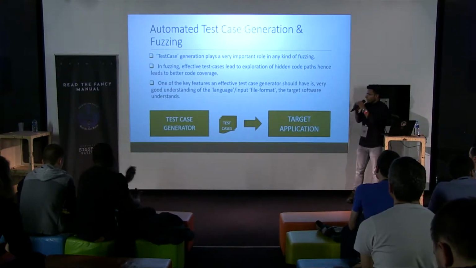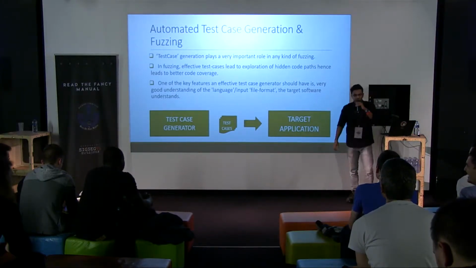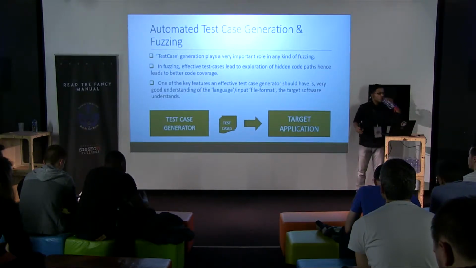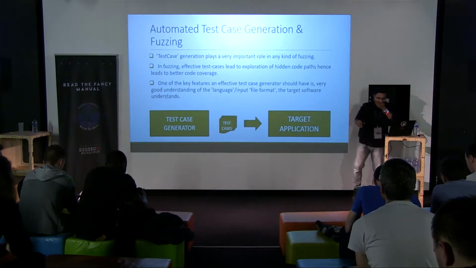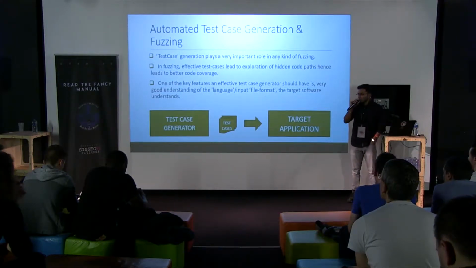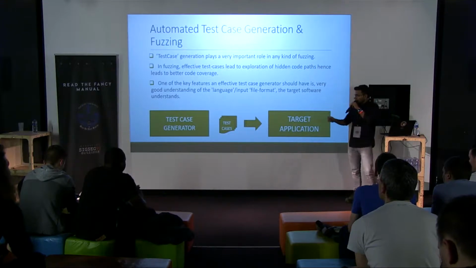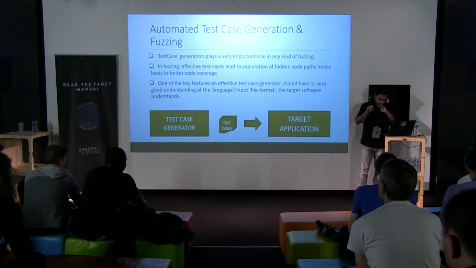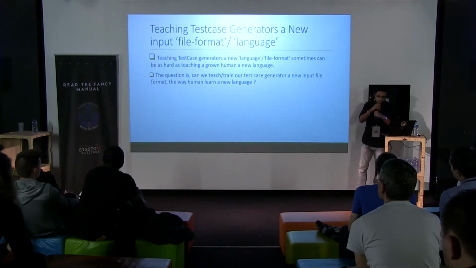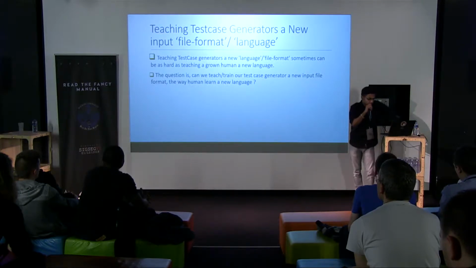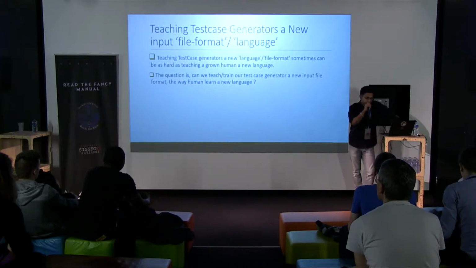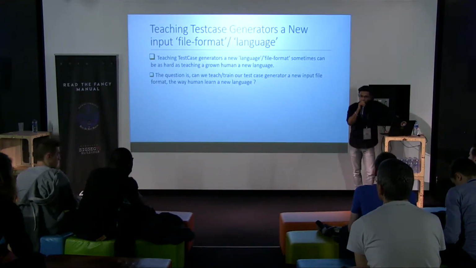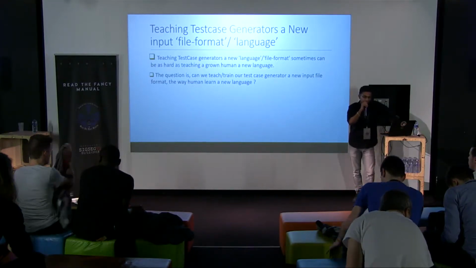So we have to make sure that the interaction between test case generator and the target application is proper, and to be able to make the communication seamless and effective, we have to make sure that the test case generator has a very good understanding of the input format the target application understands. Since we are talking about the importance of interaction between fuzzer and the test case generator, the better we are at training our test case generator on the input file format that the target application understands, the more effective the fuzzing would be.